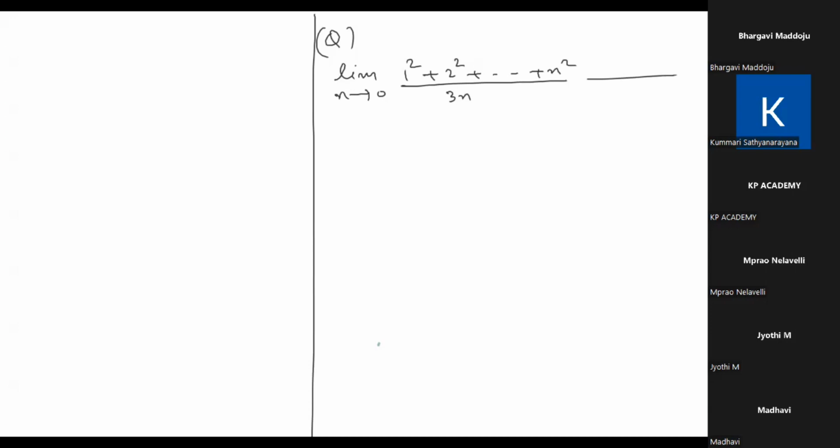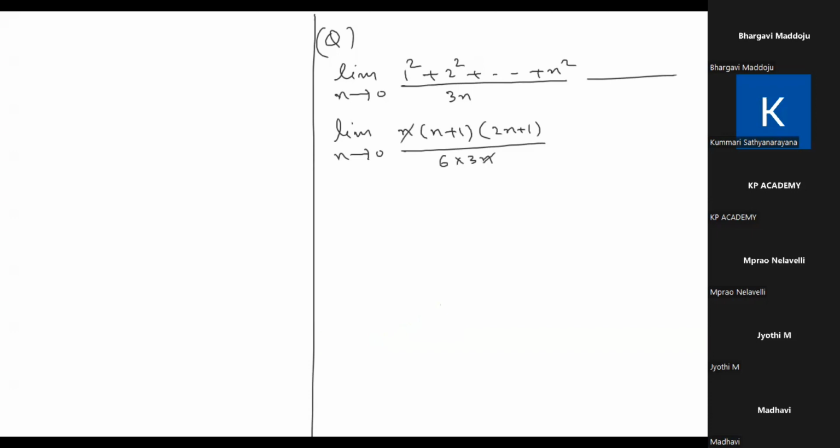Here in this question, limit n tends to 0, n into n plus 1, 2n plus 1 by 6, into 3n. Obviously, n will cancel. So what you are doing is, if you put n equal to 0, then what happened? You get 1/18. That's why you people are writing 1/18.